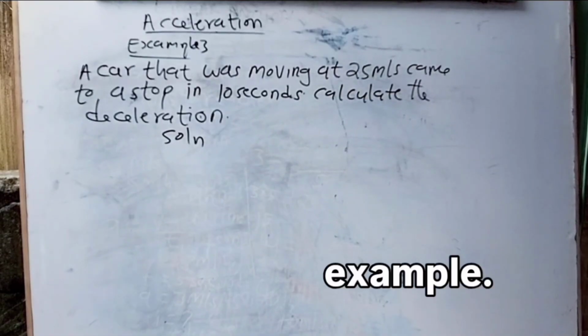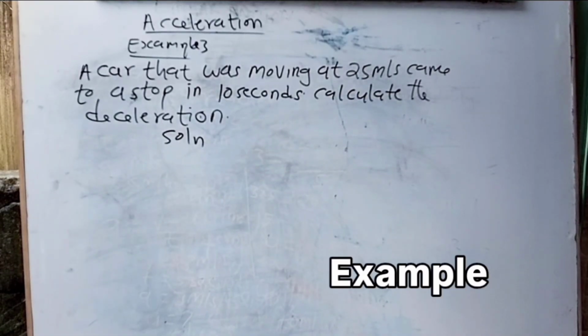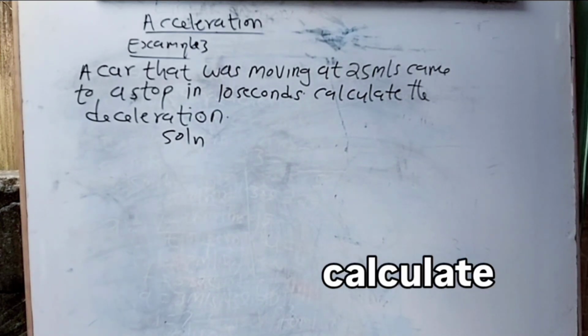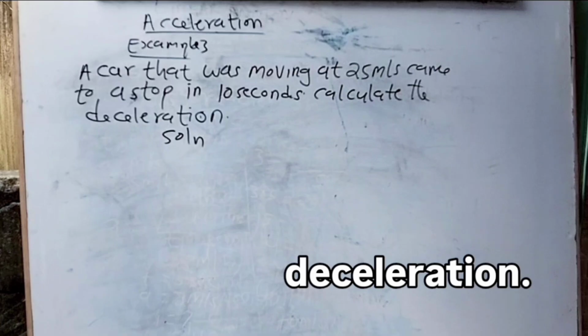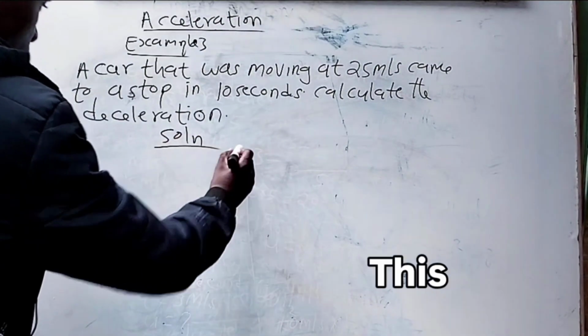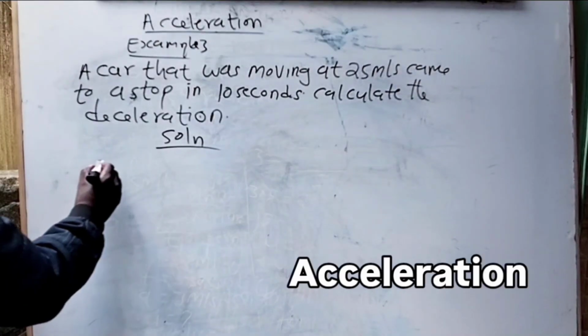Now I'll give you the final example. Example 3 reads: a car that was moving at 25 meters per second came to a stop in 10 seconds. Calculate the deceleration. Still we are using the same formula. This is the solution, and it is very easy.